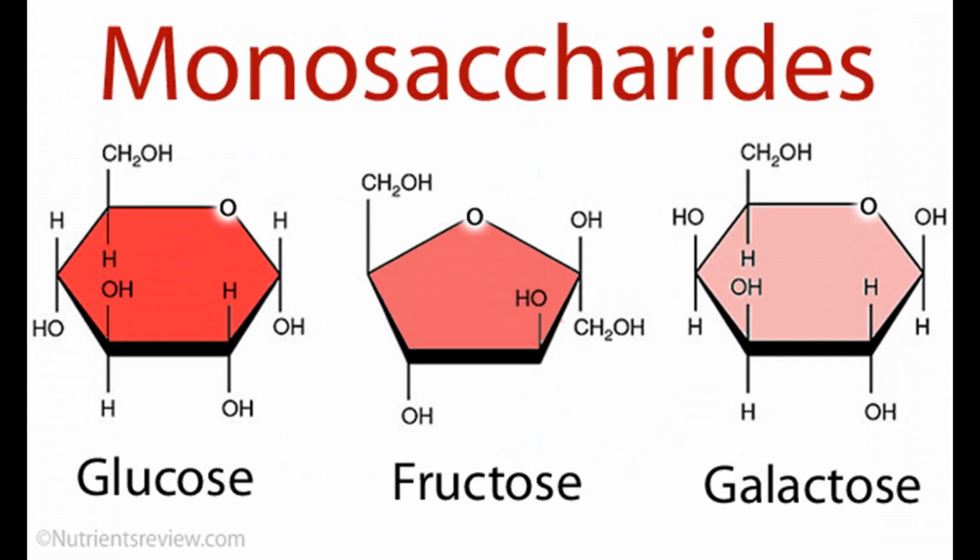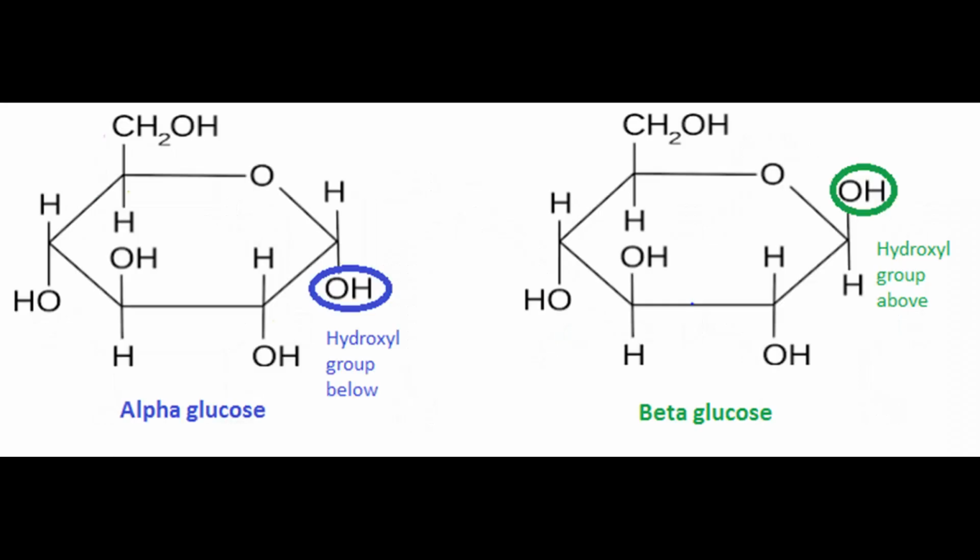You need to know the structure of the three main monosaccharides, glucose, fructose, and galactose. Learn to draw these in preparation for your exams. More importantly, you also need to know the isomers of glucose, alpha and beta glucose. Note that the groups on the right are reversed. You can see this in the diagram now on screen.